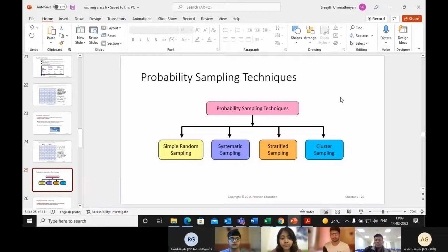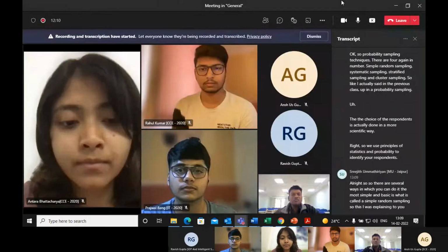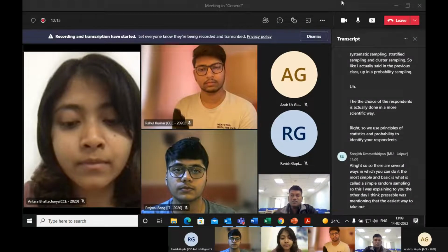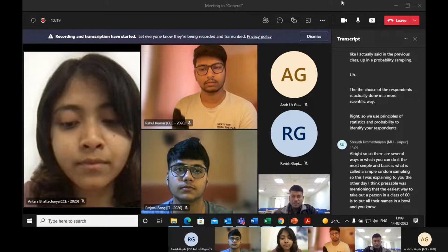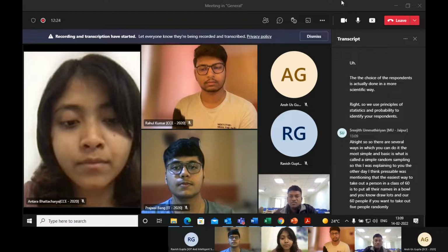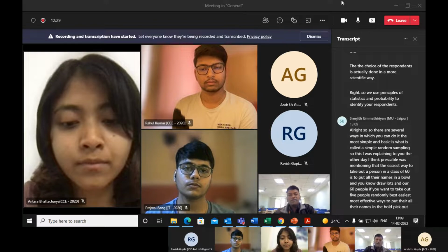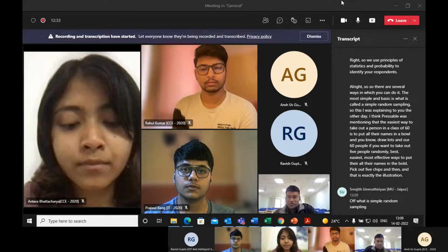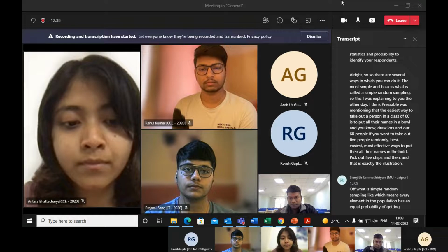The most simple and the basic is what is called simple random sampling. I was explaining this to you the other day. Prajwal was mentioning that the easiest way to pick a person in a class of 60 is to put all their names in a bowl and draw lots. Out of 60 people, if you want to take out 5 people randomly, the easiest, most effective way is to put all their names in the bowl and pick out 5 chits, and that is exactly the illustration of simple random sampling, right? Which means every element in the population has an equal probability of getting picked.